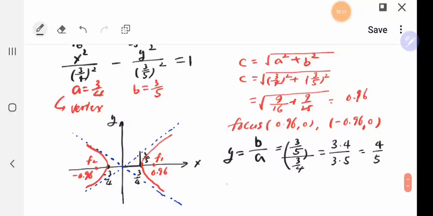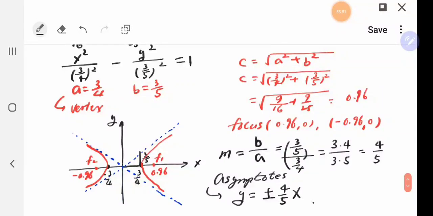So the equation of the asymptotes will be y is equal to, this is the slope, so y will be plus or minus mx. M is 4/5, so y equals plus or minus 4/5 x. And the graph looks like this. So we found all the answers.